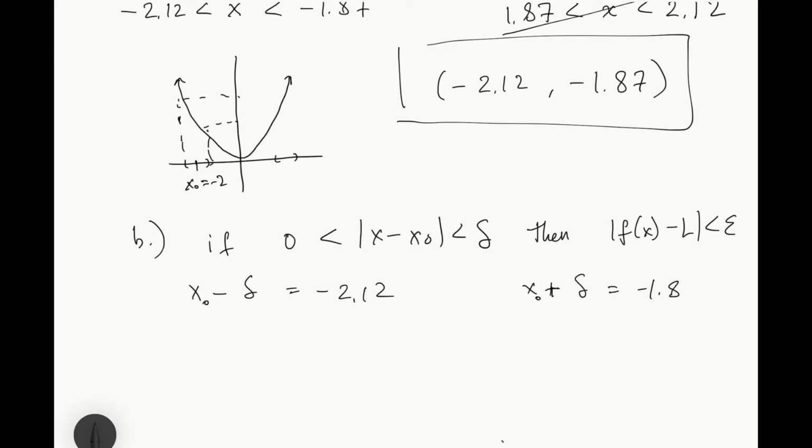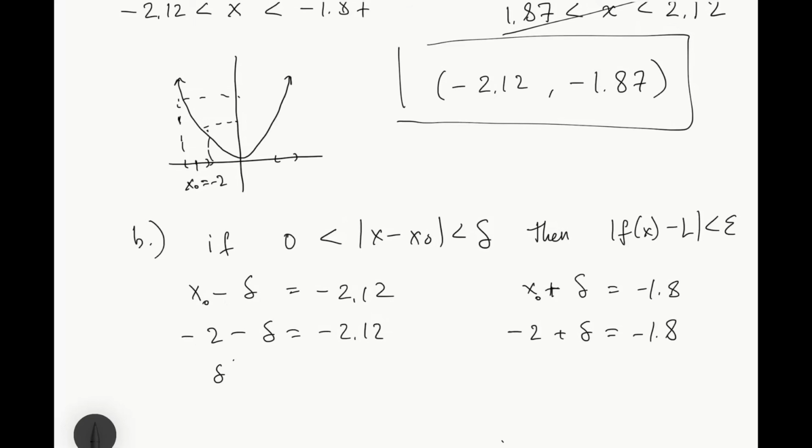So more concretely, we would need to solve the following two equations. x0 minus delta is equal to minus 2.12, and x0 plus delta equal to minus 1.8, where the values have been taken from the interval bounds from part A. So plugging in for x0, we get minus 2 minus delta is equal to minus 2.12. And here we would get minus 2 plus delta is equal to minus 1.8.